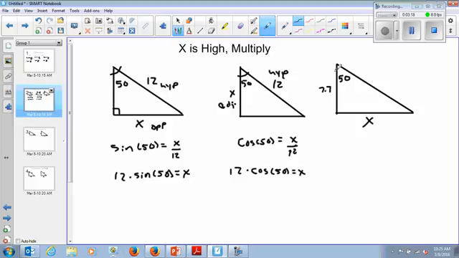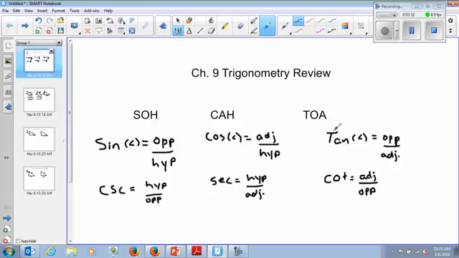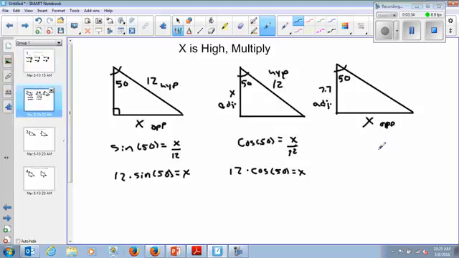And then lastly, this question, here's our angle again. X is the opposite side this time, and 7.7 is the adjacent side. So in this case, if we had opposite and adjacent, we want to go back. Oh, that would be tangent. Tangent is opposite over adjacent, so I'd say tangent of my angle 50 equals opposite, which is x, over adjacent, which is 7.7. So again, x is up high, we'd multiply 7.7 times tan 50 to get our answer for x.